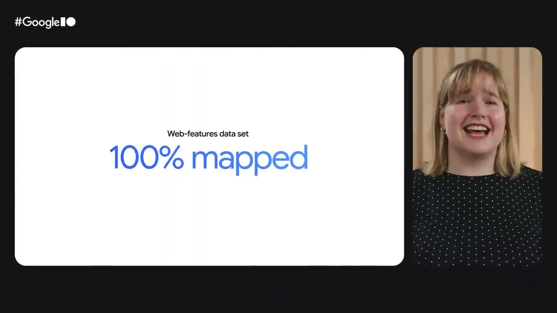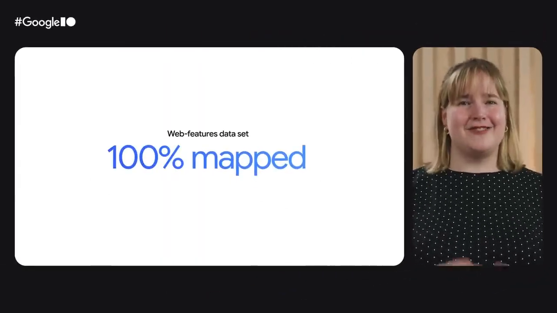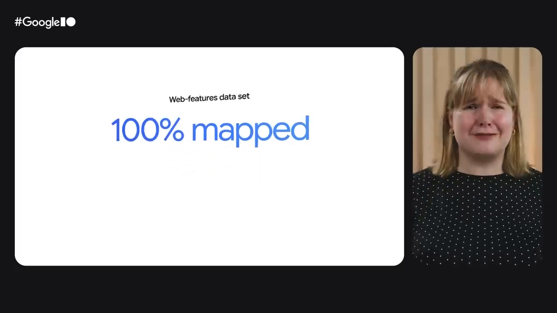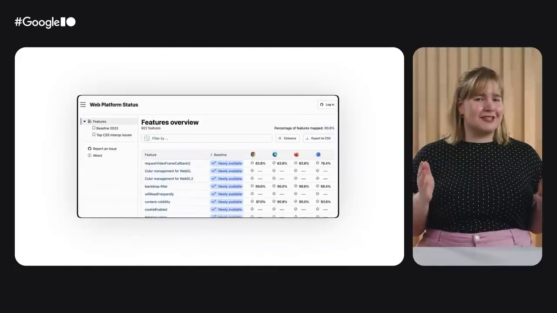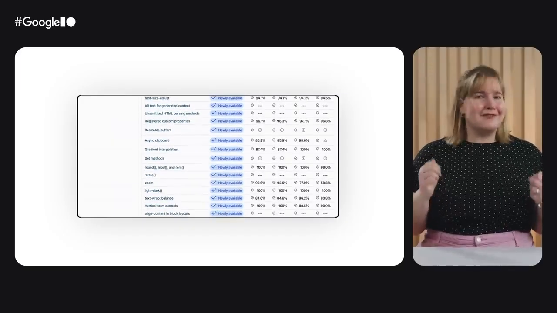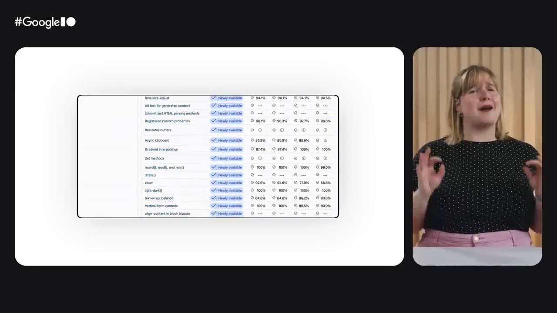If you want a bird's eye view of Baseline, the Web Platform Dashboard has you covered. For the first time ever, the Web Features dataset is 100% mapped. You can now see the Baseline status of every single feature across all major browsers, starting from when the features are first available all the way to when they become interoperable, which is just a fancy way of saying that the feature is supported by all browsers.